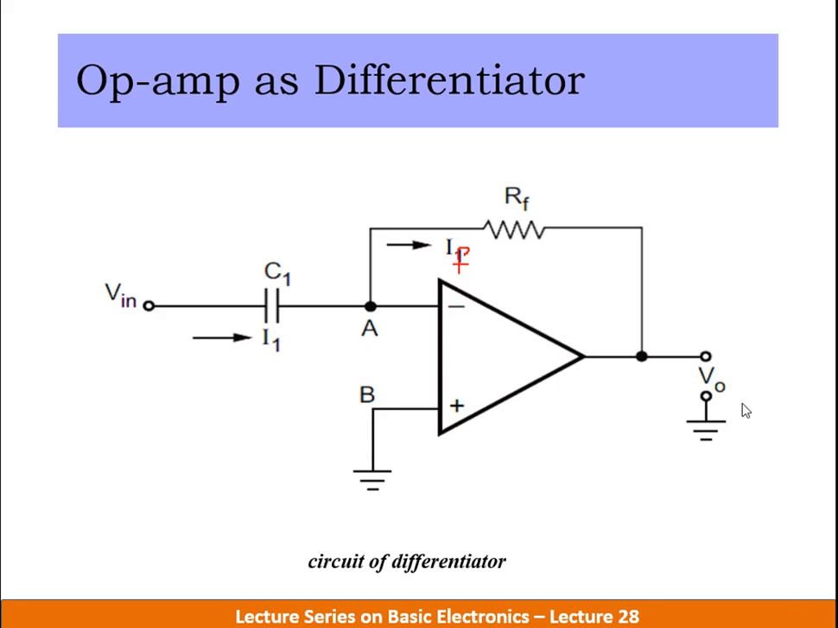Suppose the high frequency signal also contains noise, then the noise also would get amplified. So most of the time we won't prefer differentiation of a high frequency signal, because if a high frequency signal contains noise, that noise also gets amplified. That's why we avoid differentiation with respect to high frequency input signals.